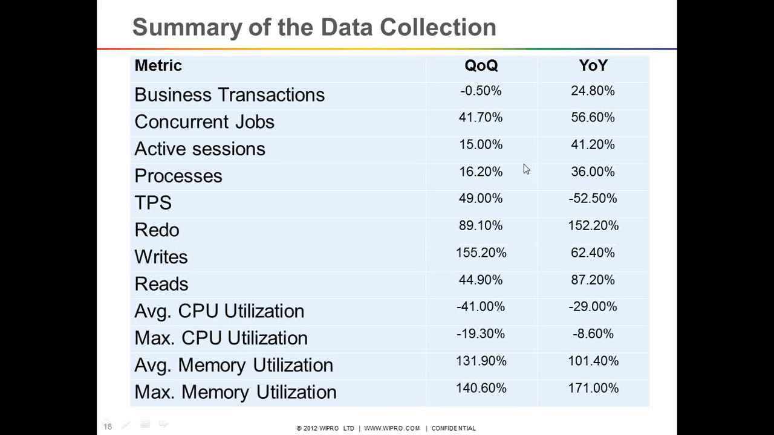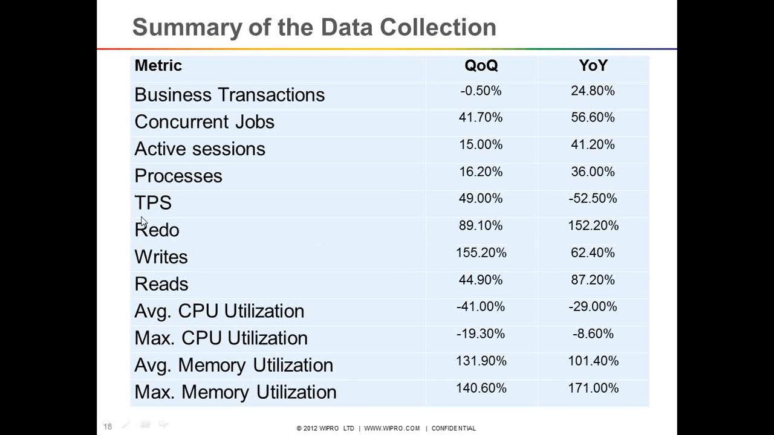Active sessions, you can see 15% and then 41%. Processes, the same, 16% to 36%. And the same way transactions per second, you can see 49%, and then here 52%. Here you can see redo activity, and here redo on the database system.